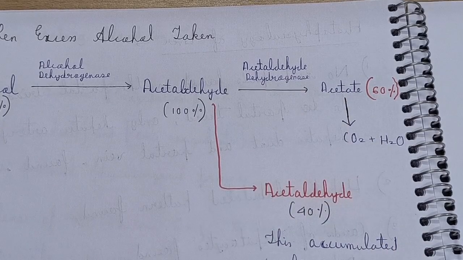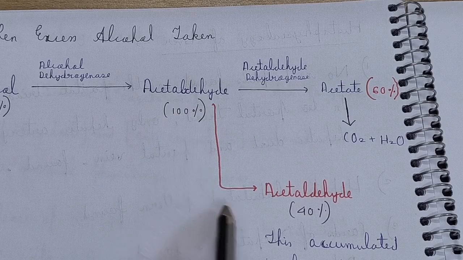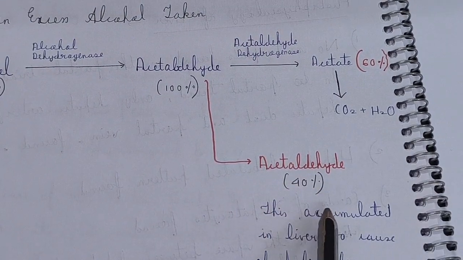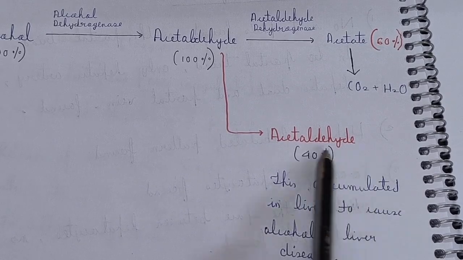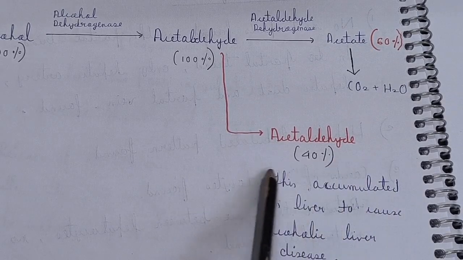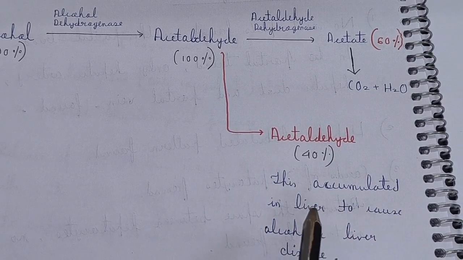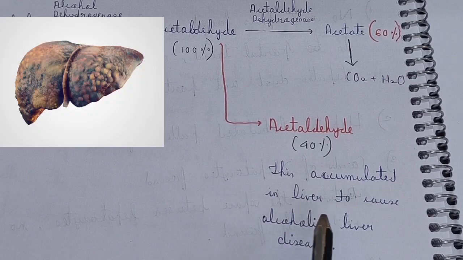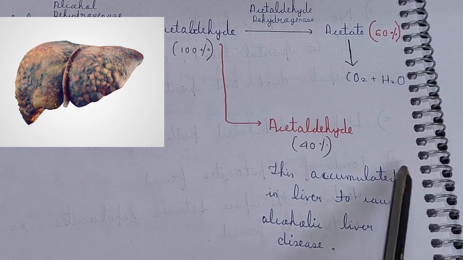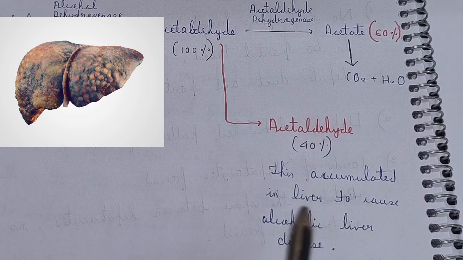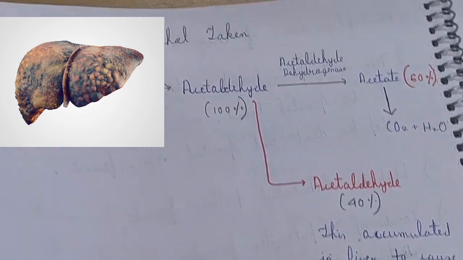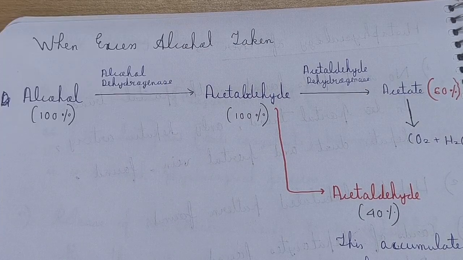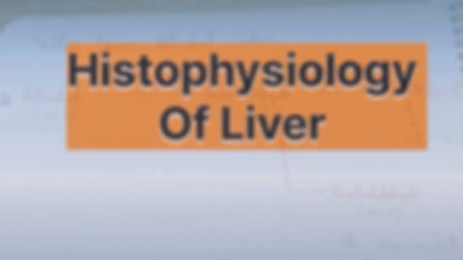and then CO2 and water are formed. But the remaining 40% of acetaldehyde accumulates in the liver, and that accumulation of the remaining acetaldehyde in our liver damages the cells of the liver, that is hepatocytes, and leads to the pathological condition known as alcoholic liver disease. In this way, excess alcohol use damages the liver and causes liver cirrhosis.